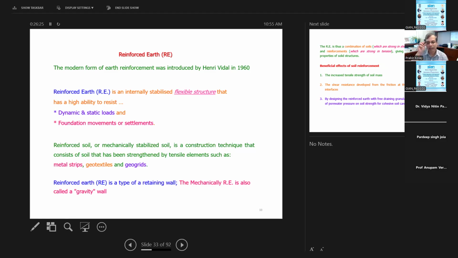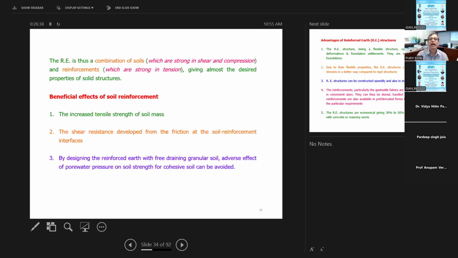So you need to put in some metal strips, some geotextiles or geogrid. Okay. So reinforced earth is a type of retaining wall. The mechanically reinforced earth is also called a gravity wall. So these are a few things. And again, reinforced earth is a combination of soil, which is strong in shear and compression, and reinforcement, which is strong in tensile strength. So that's the reason you can use it, basically as solid structures. Okay. The beneficial effects of soil reinforcement: it increases the tensile strength of the soil mass, that is one.